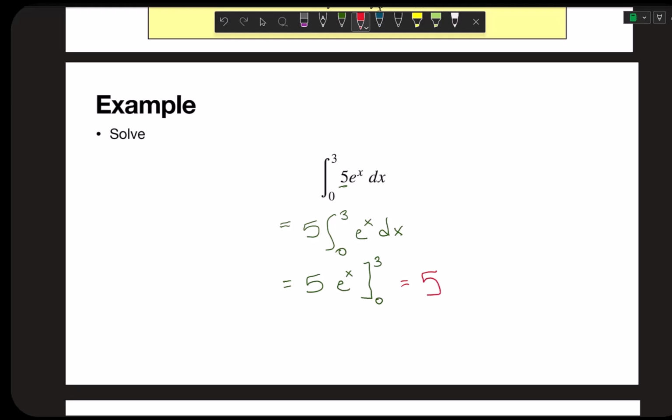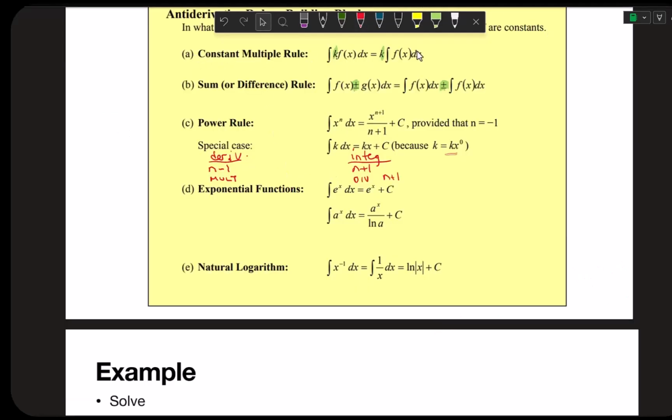This becomes 5 e to the third minus e to the 0, which is equal to 5 e to the third power minus 5. Or from here, you can say 5 times e to the third minus 1. Either way, both the same. I use the first rule, and I use the exponential rule.